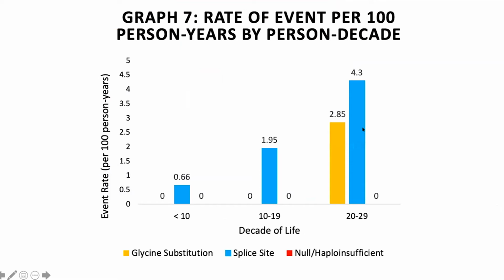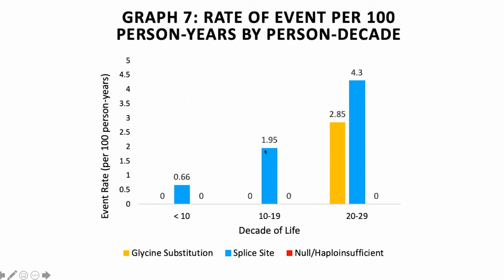So presented here is data on a secondary analysis examining subjects up to the first 3 decades, in which we just had the most dense event data. Along the x-axis here is our decade of life. And then along the y-axis is our event rate per 100 person-years during that time.